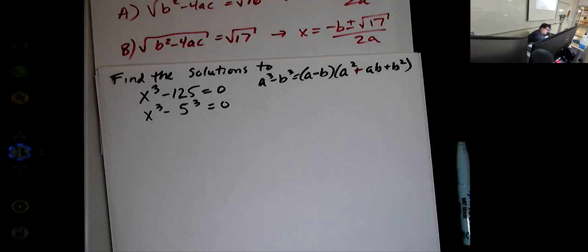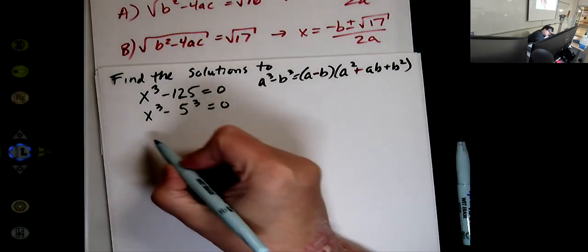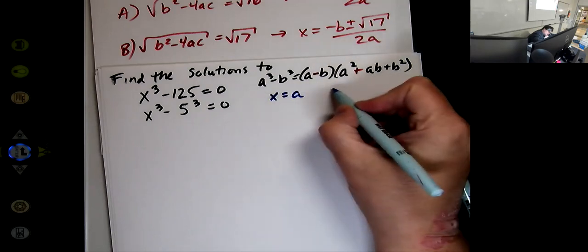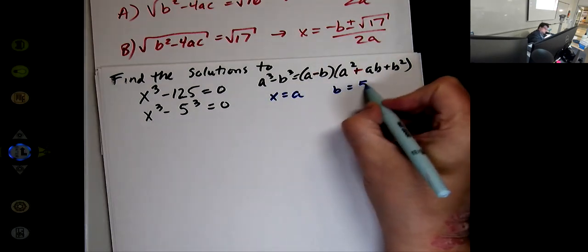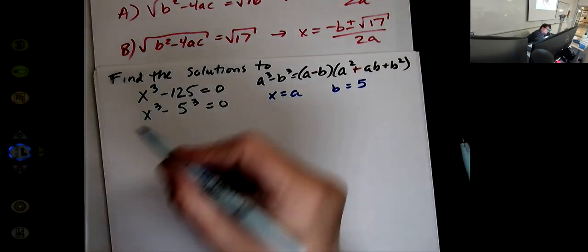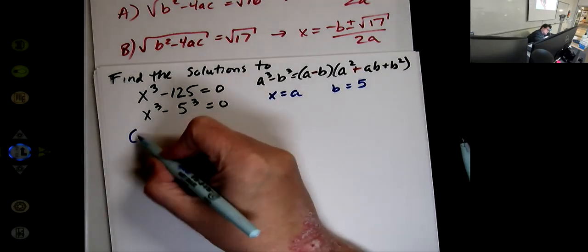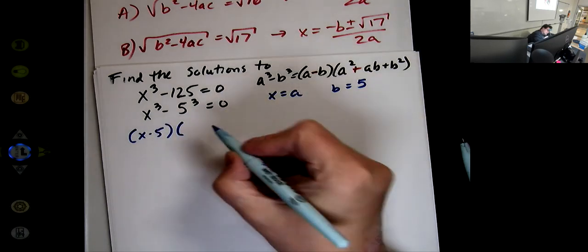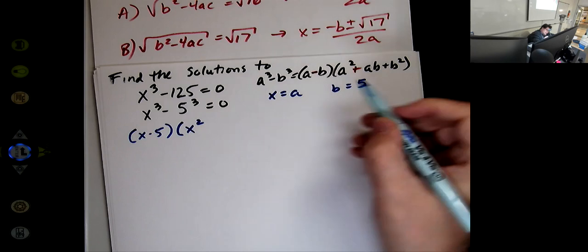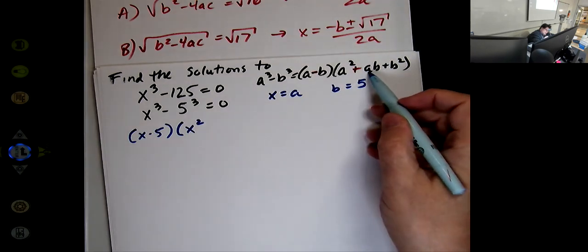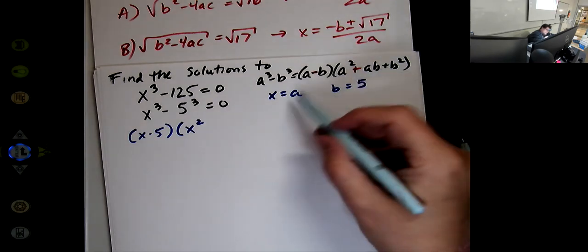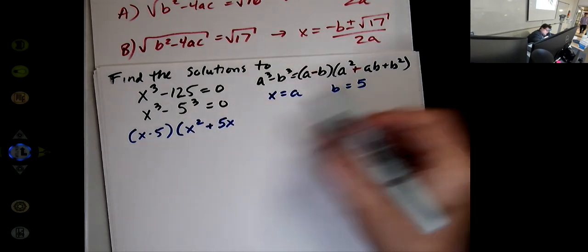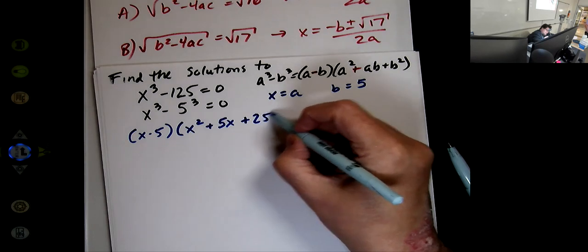So we'll apply that here, where x is a and b is 5. So I have x minus 5 times x squared plus a times b, which is x times 5, so plus 5x. And then plus b squared, which is plus 25.